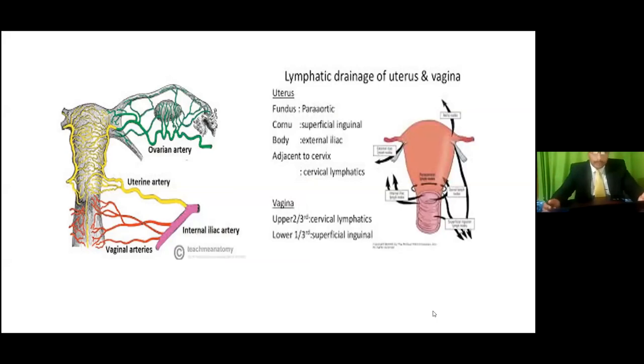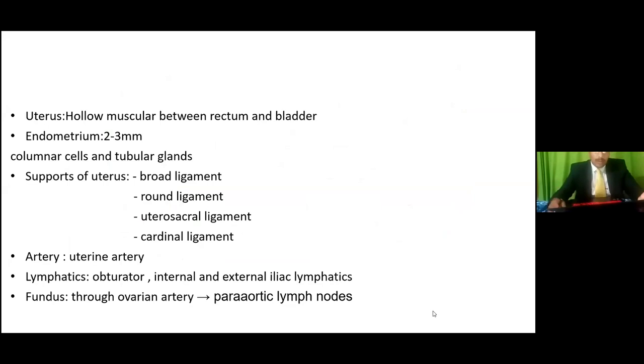The artery which supplies the uterus is the uterine artery, which is a division of the internal iliac artery. Again, some small details about the uterus: it is a hollow muscular organ situated between the rectum and bladder, and at the end of menstruation, the endometrial thickness will be 2 to 3 millimeters, consisting of columnar cells and tubular glands. The supports of the uterus are the broad ligament, round ligament and the cardinal ligament. The artery, as I've told, is the uterine artery, and the main lymphatics of the uterus are the paraortic, internal iliac and external iliac lymphatics.